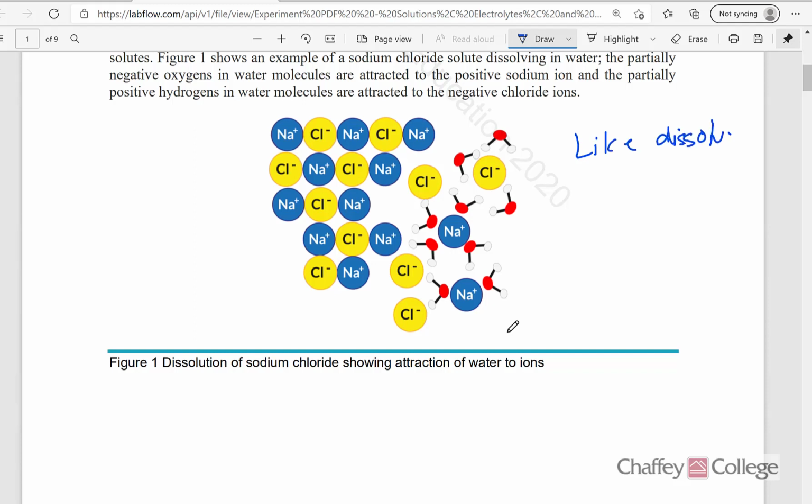The meaning of this term is that polar substances will dissolve in polar solvents, or in other words, polar solutes will dissolve in polar solvents and non-polar solutes will dissolve in non-polar solvents.